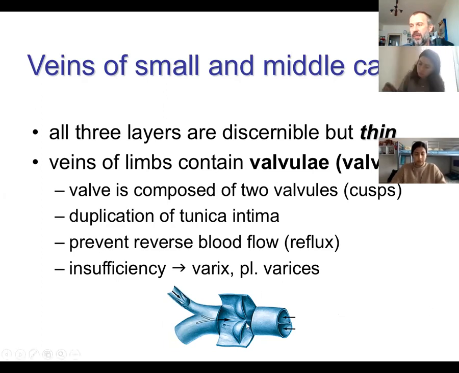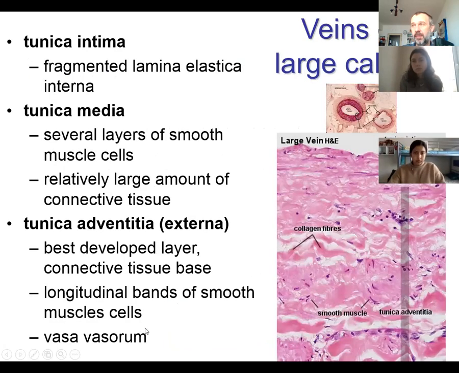Yeah? If the valves do not work properly, then the blood can reverse the flow, and there can be enlargement, which are called varices. These valves are of the similar histological structure as in the heart, so they are duplications of intima.